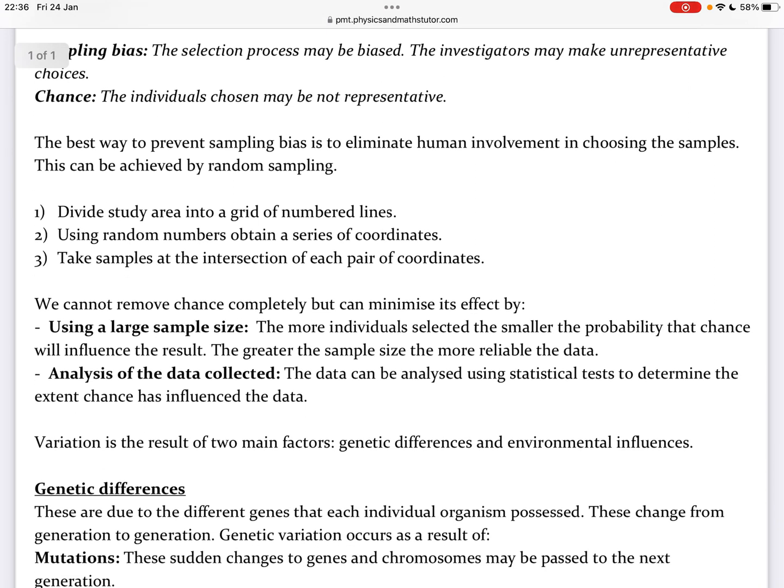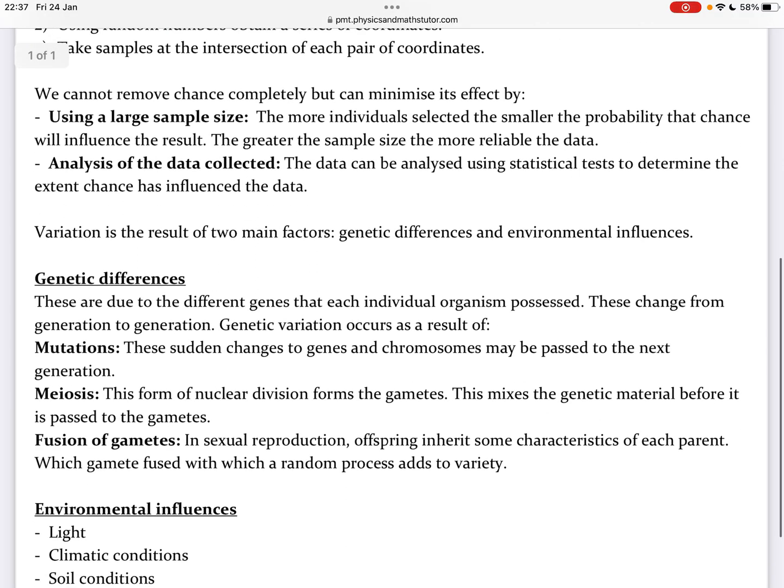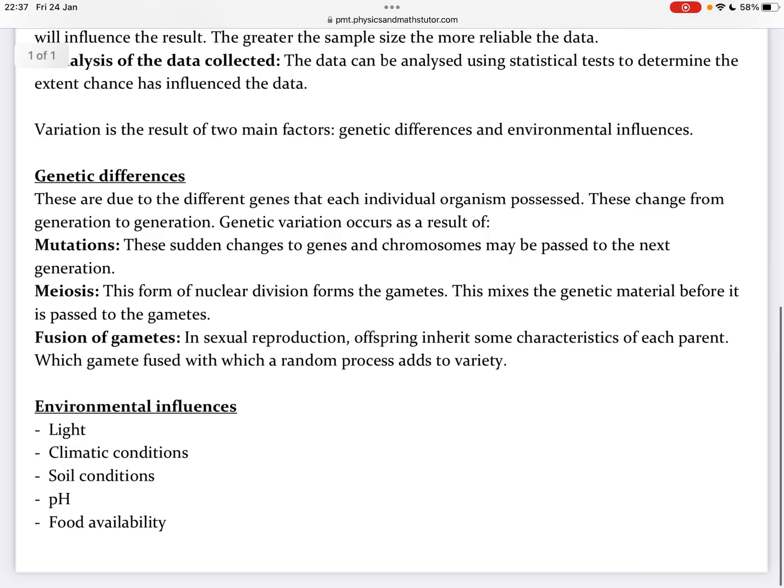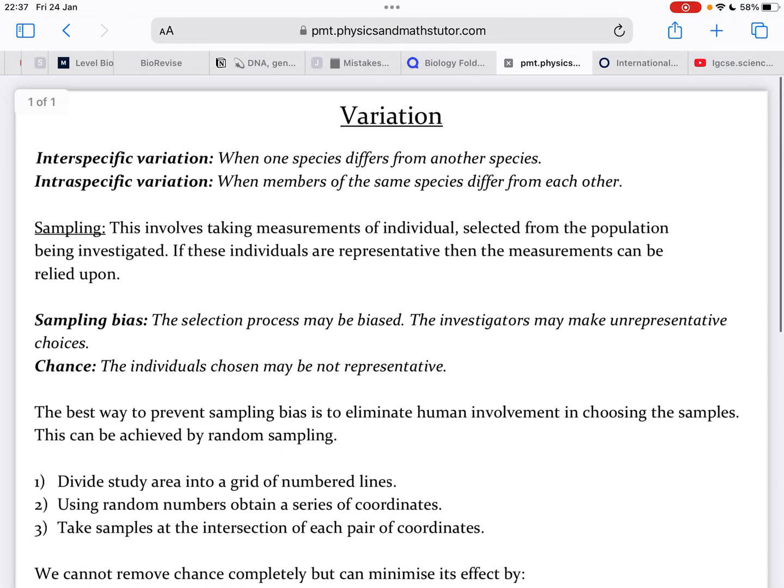And then there is random sampling to prevent sampling bias, either by dividing the study area, using random numbers, taking samples, etc. To remove chance, use a large sample size and analysis of the data collected. And there are two factors for variation: genetic differences, such as mutation, meiosis, fusion of gametes, or environmental influences, such as light, climatic conditions, soil condition, pH, and food availability.